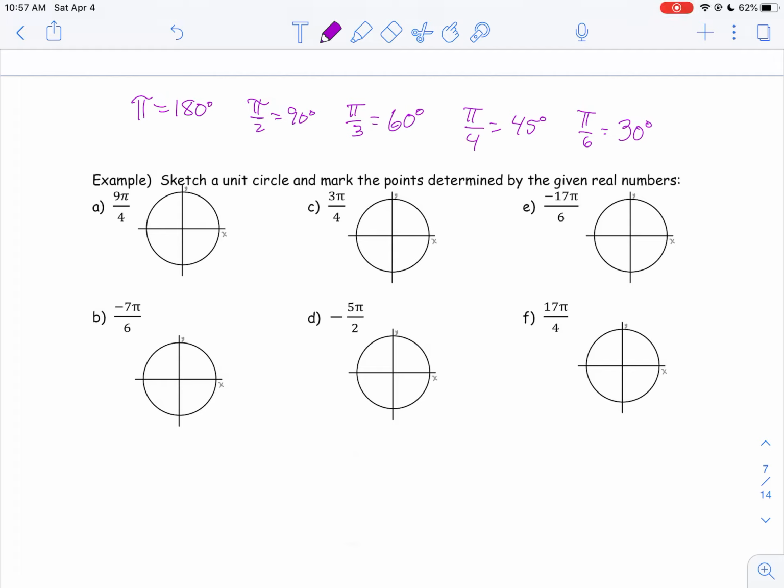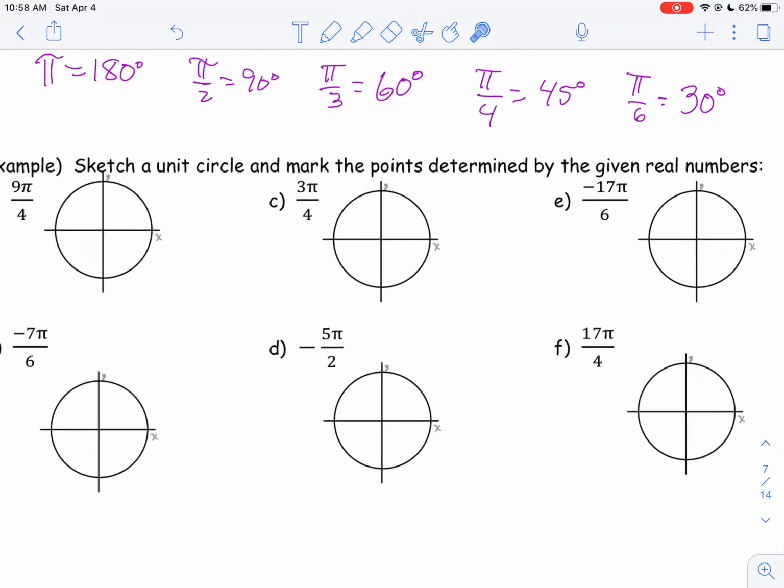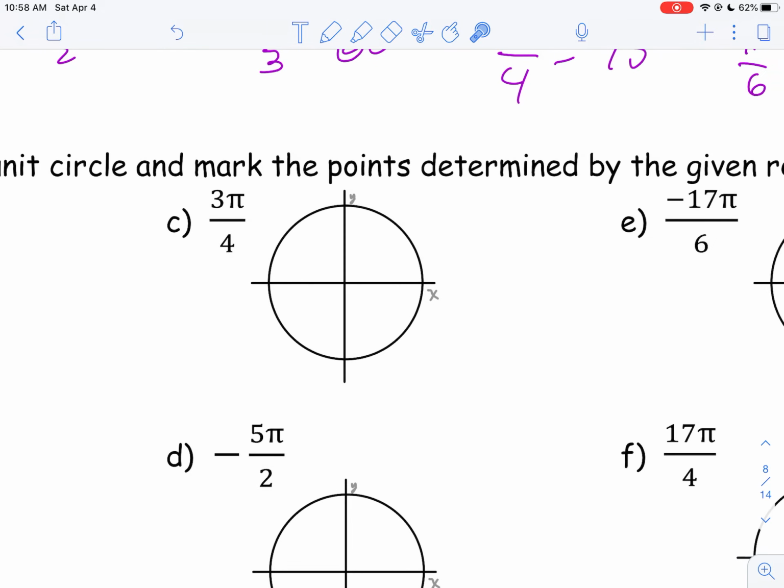Welcome. In this video, we're going to take a look at sketching angles on the unit circle or on the XY plane using radians. In the last video, we talked about how different angles can be related to degrees through radians and how really the key is pi is 180 degrees. And so here I'm actually going to start with C. I think it's a bit easier to start with C.